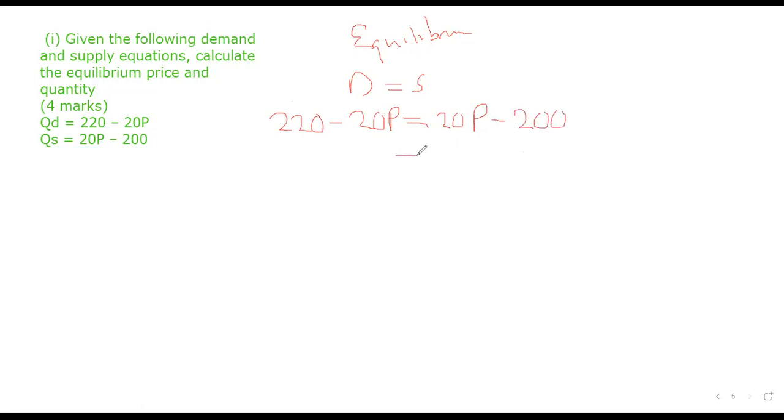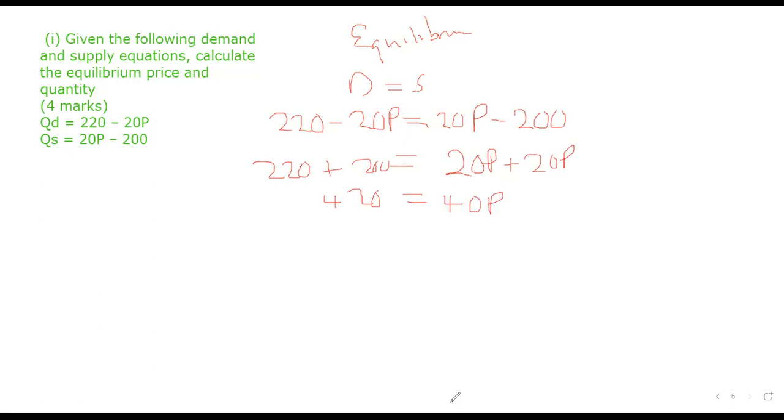Then what do we do? We collect like terms. Right. So 20p here, when this one goes inside, what will happen? To be positive, to add. So we're going to have what? 420 is equal to 40p.